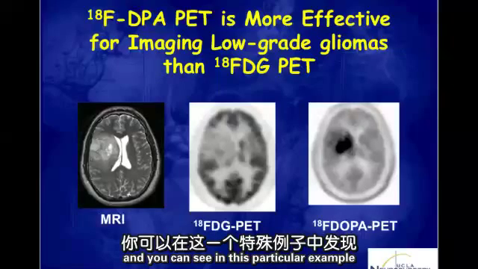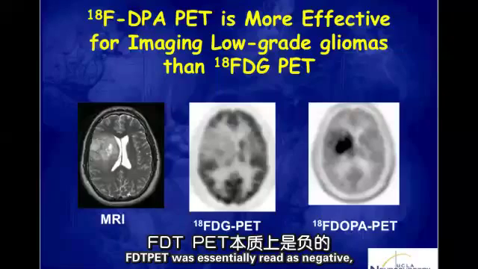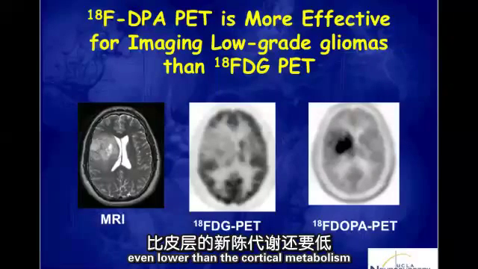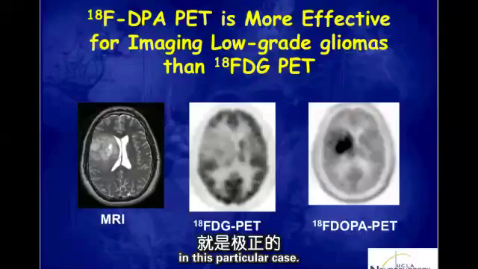And you can see in this particular example, here's the structural MRI scan. FDG PET was essentially read as negative, even lower than the cortical metabolism, whereas DOPA PET was intensely positive in this particular case.